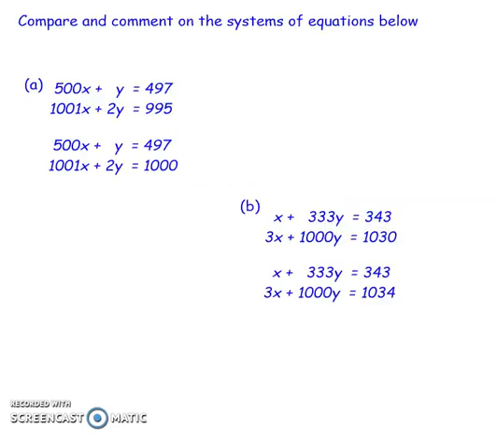Two questions for you where what I want you to do is compare and comment on the systems of equations given below. Each of them has two systems. First one and then the second one, you'll notice in the second one I've made a slight change, not a massive one, just a tiny one. Let's see how that affects our overall system. So pause the video and have a crack at those.